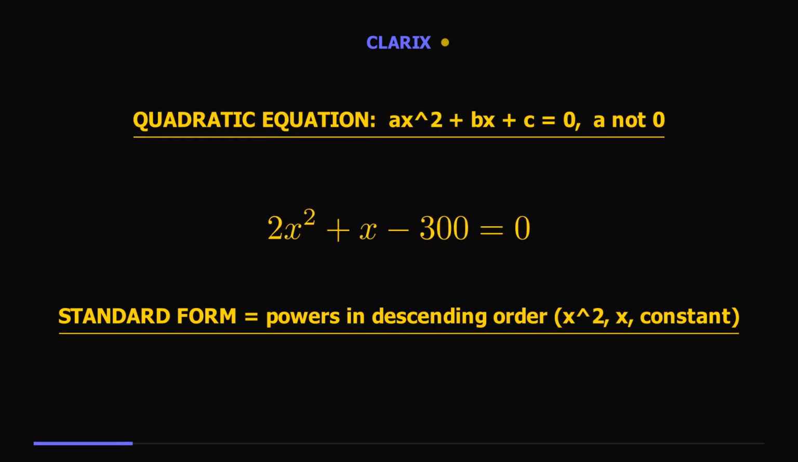A quadratic equation in x is any equation you can write as ax squared plus bx plus c equals 0, where a, b, and c are real numbers, and crucially a is not 0. If a were 0, the x squared term vanishes, and it's just linear. That x squared is what makes it quadratic. And when the terms are written in descending order of powers, x squared, then x, then the constant, that's the standard form. So 2x squared plus x minus 300 equals 0 is in standard form. Always tidy an equation into this shape first.